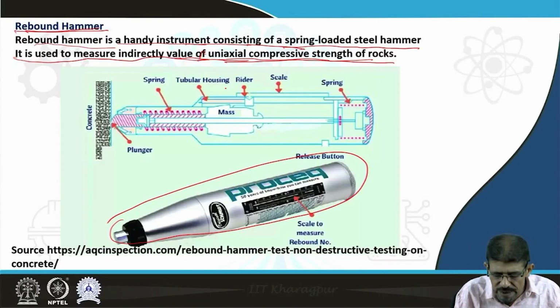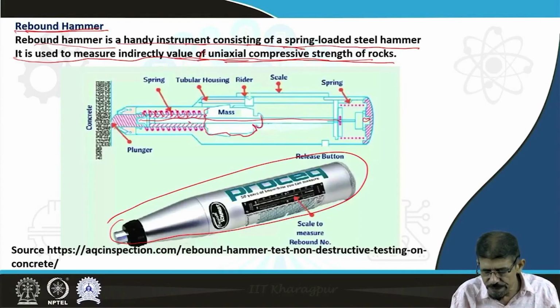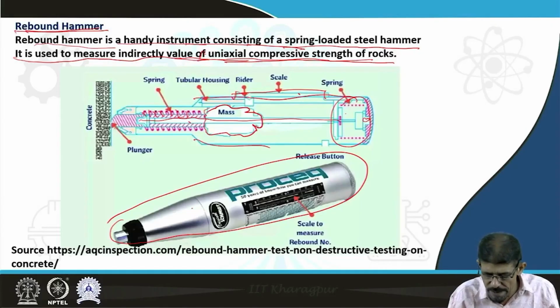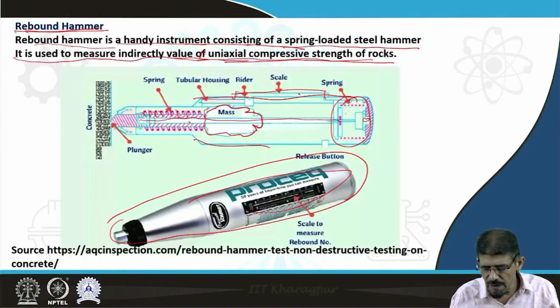Here you can see a very simple working rebound system. Here we have a spring. This is the central rod connected with this, and here we have hung some mass. Here we have a scale and one spring here also. Then this tubular type body here.